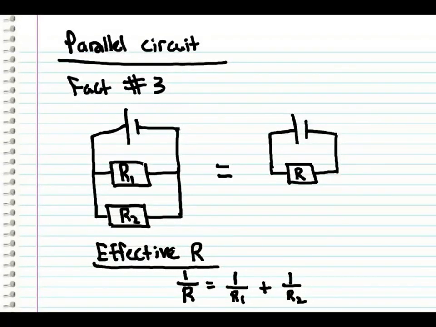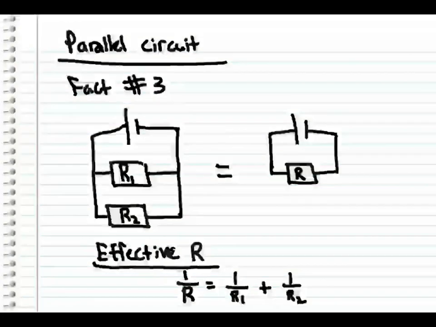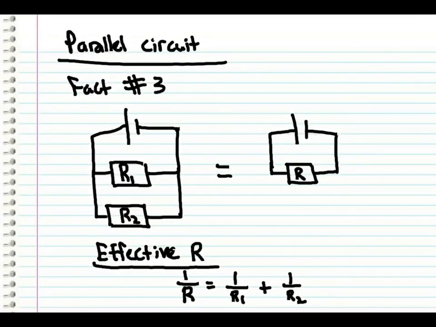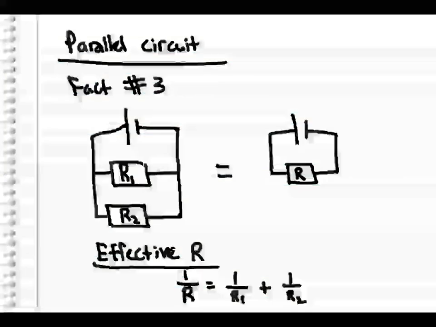Fun fact number 3. When you have resistors arranged in a parallel circuit, the effective resistance is simply 1 over R equals 1 over R1 plus 1 over R2.